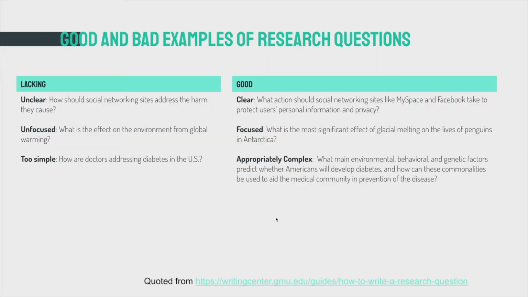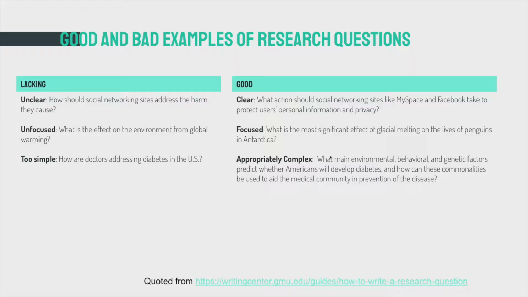How are doctors addressing diabetes? Again, way too broad. There are people who spend their whole lives writing books and books about this and not having answers, okay? So to make it more complex, you would say something like, what main environmental, behavioral, and genetic factors predict whether Americans will develop diabetes, and how can these commonalities be used to aid the medical community in prevention of disease? I don't expect yours to be that fancy, but that one is complex because it's not just a yes or no. It actually has specific things they want to figure out.